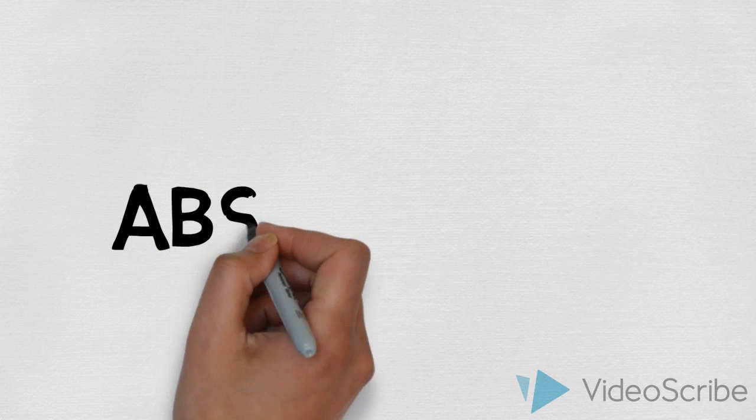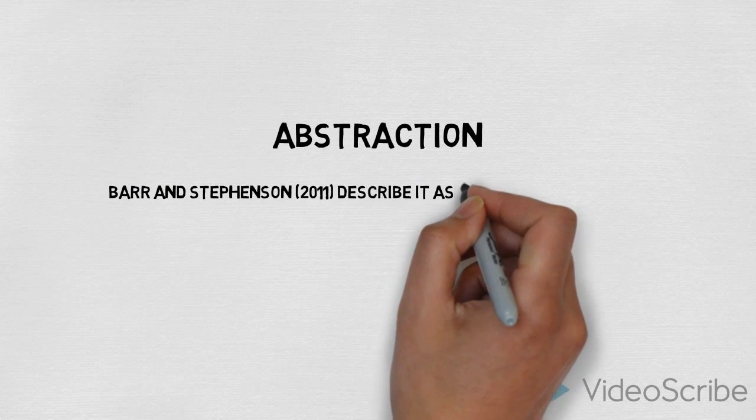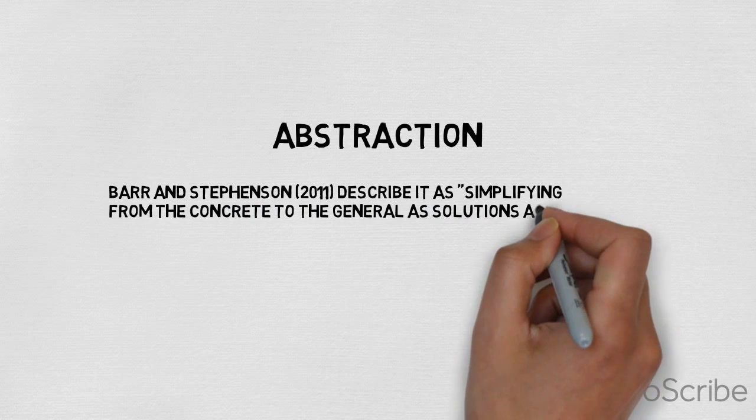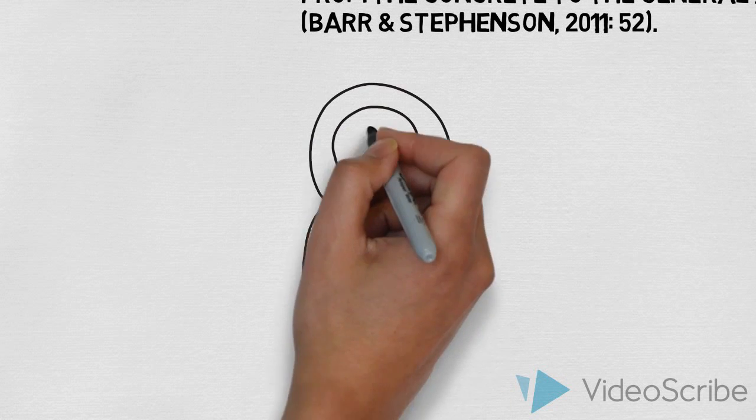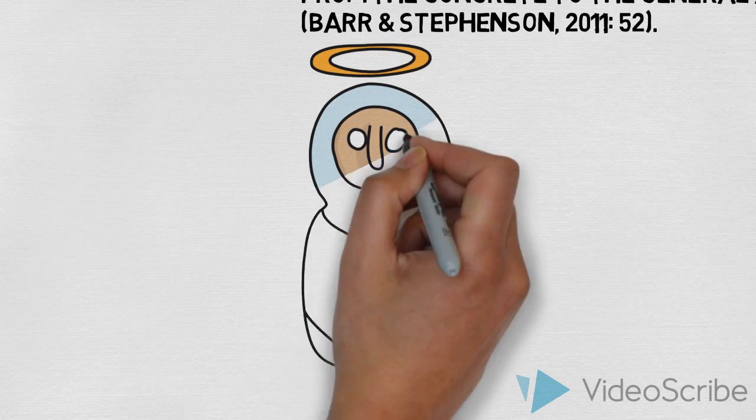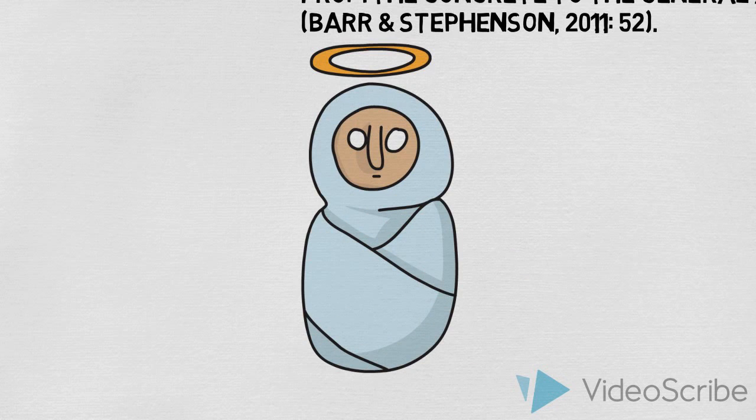Abstraction. Abstraction is about understanding what you really need and what you can leave out. Barr and Stevenson describe it as simplifying from the concrete to the general. Solutions are developed. Learning abstraction is a vital concept as often pupils must simplify their work for better outcomes. For example, shortening a persuasive letter by removing excess details, or in drama when preparing for a nativity play, understanding that a real baby is unnecessary and a baby doll would be adequate.